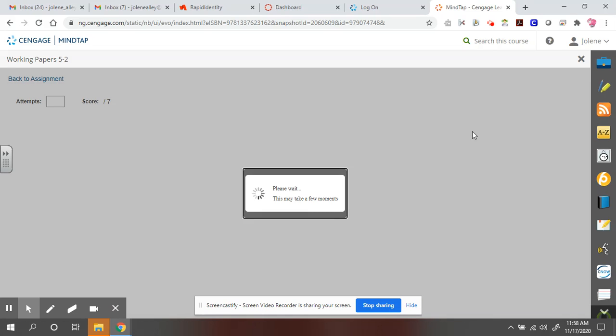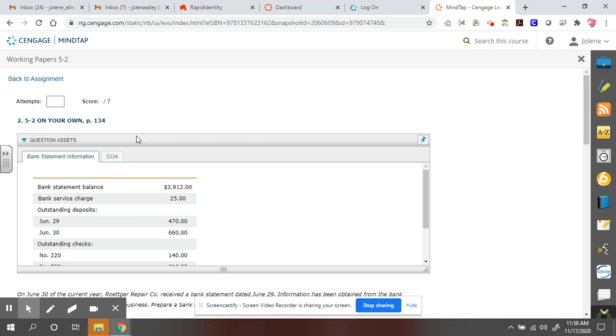And go to the on your own and try it. You can try these as many times as you want. I set them up so that you can keep practicing them.